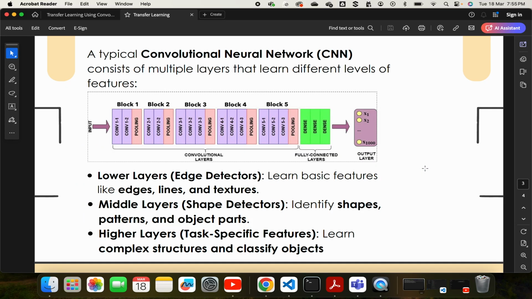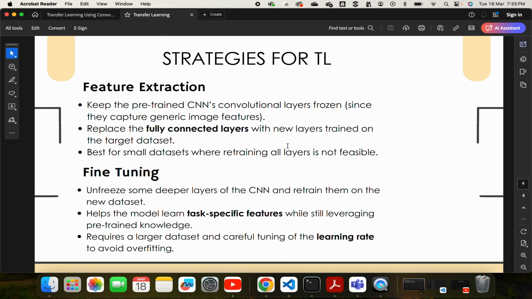Moving on, what does a typical convolutional neural network look like? It consists of multiple layers that learn different levels of features. The lower layers are basically the edge detectors, which detect edges, lines, and textures. The middle layers consist of shape detectors, which identify shapes, patterns, and object parts. And the later, higher layers are task-specific features that learn complex structures and classify objects, basically the classification part. And there are basically two strategies for transfer learning.